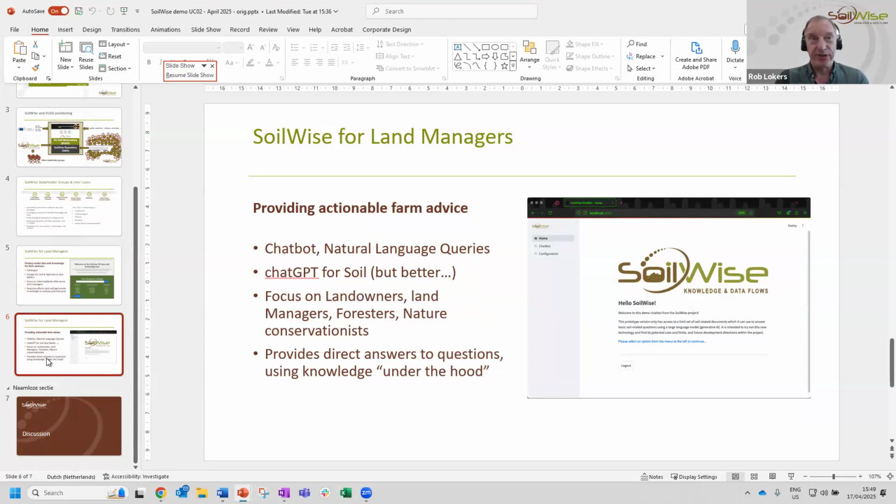So the idea is that you can give natural language queries, queries in normal text, and you also get the answers back in natural language instead of a list of results. So this is basically using the same kind of data and knowledge, but the data and knowledge is more under the hood, and the system uses that to provide answers to questions you pose.